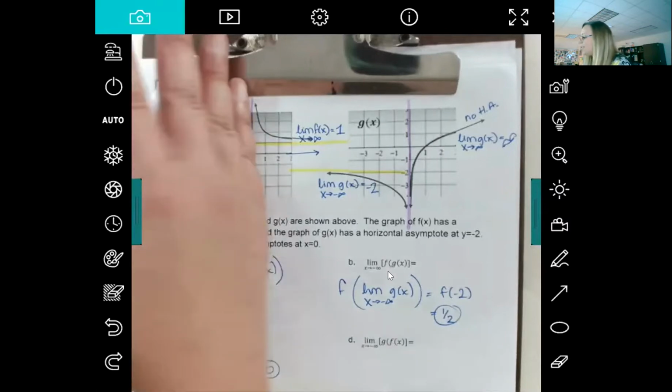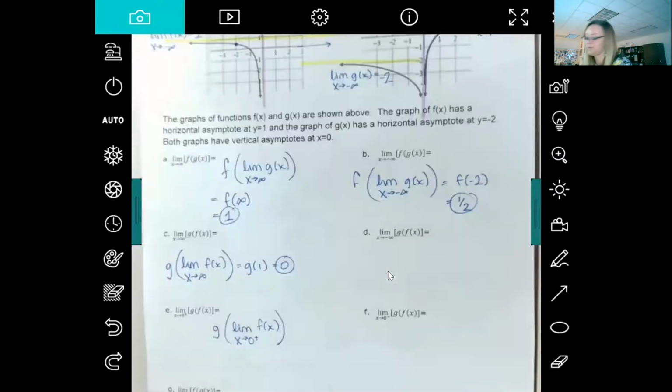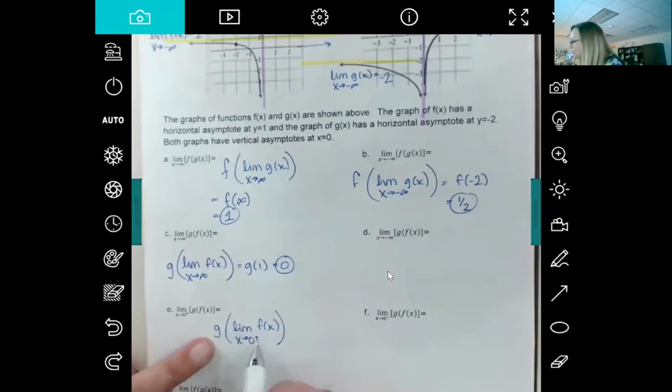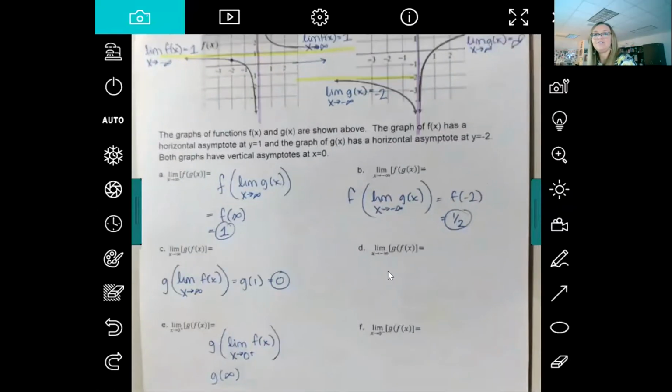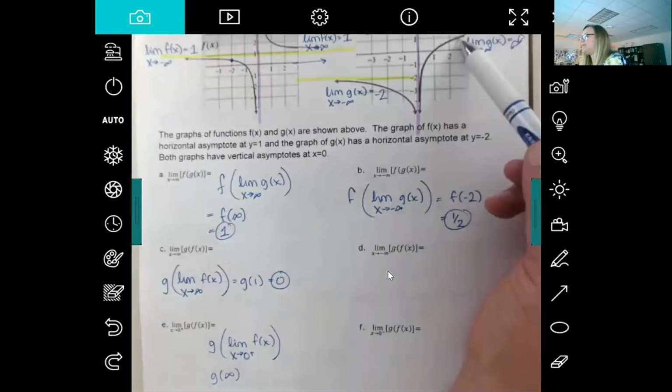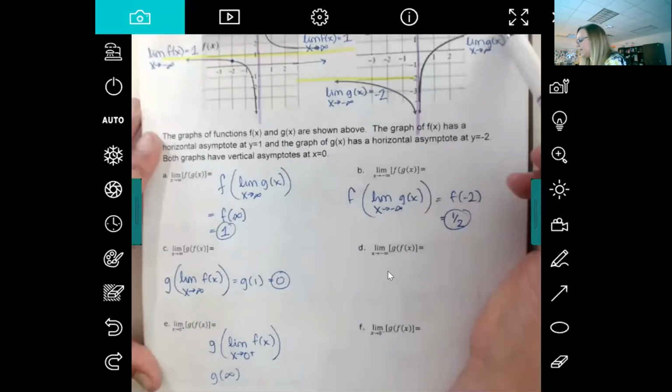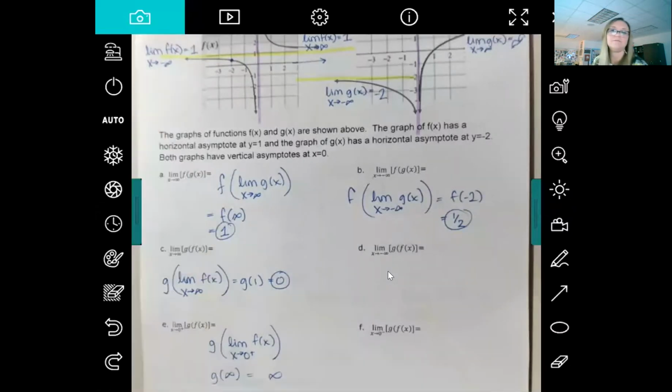Because remember, f of x is telling me what my y values are doing. So as we get closer and closer to 0 from the right side of the asymptote, f of x is going to infinity, then I want g of infinity. And then I would go to my graph of g. As I approach infinity on this right side, remember we didn't have an asymptote, so you would say that goes to infinity. Because it's going forever, it's not curving off to a specific number. Okay, so now try f.